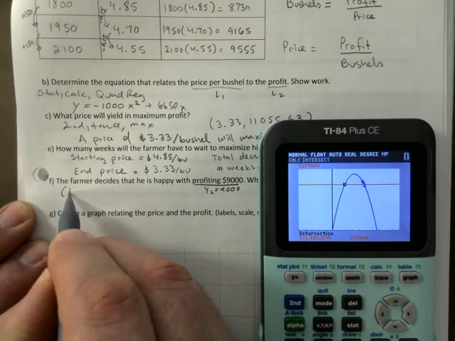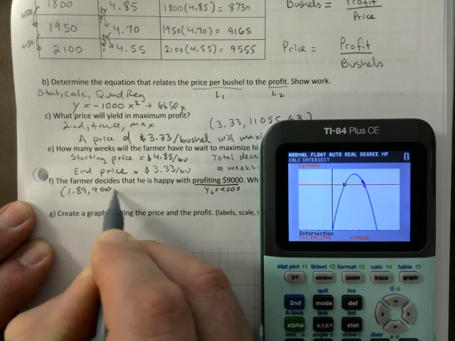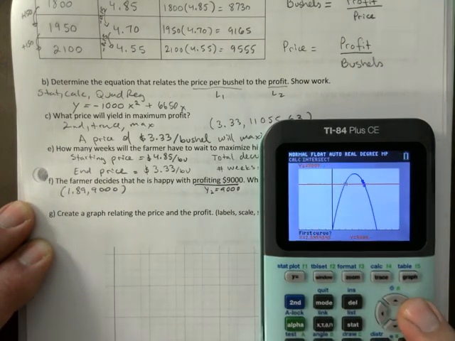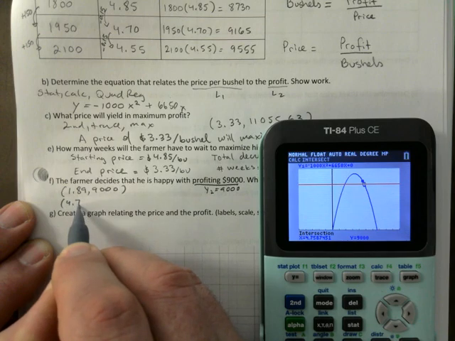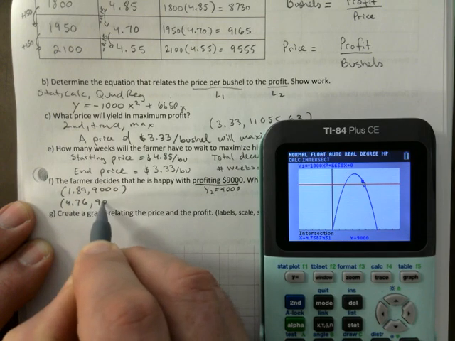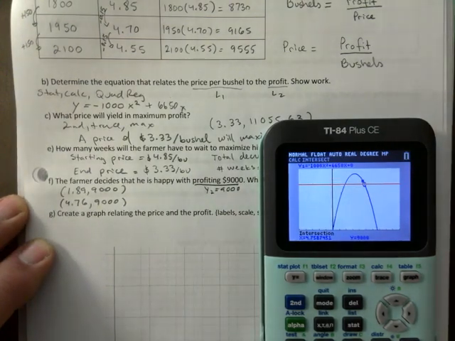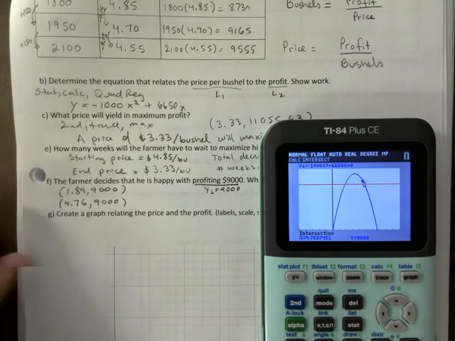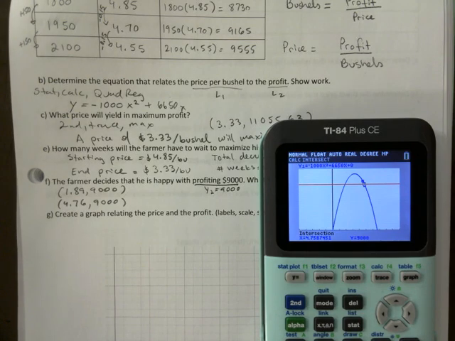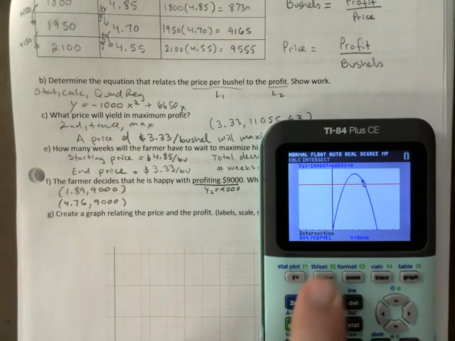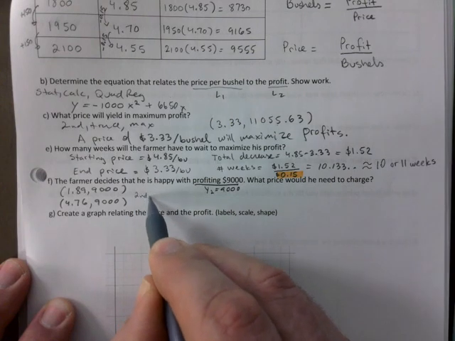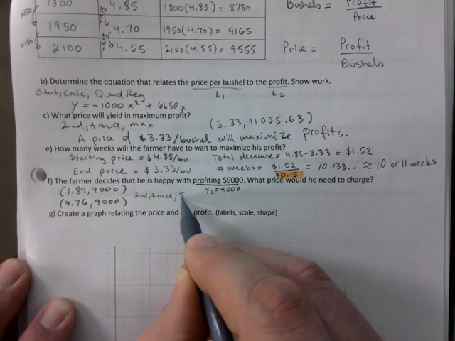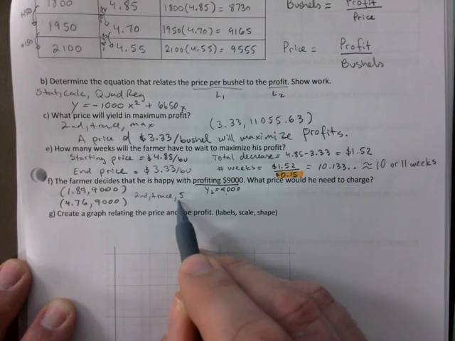So the first point is 1.89, 9,000. And the second time that happens is 4.76, 9,000. Did I get that right? 1.89 is right, but the other number I have is 4.79. Oops, it's 7.6 according to this. So I use second trace, 5. I made Y2 equal to 9,000, and then I used this to get that.